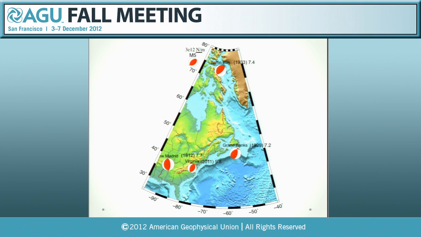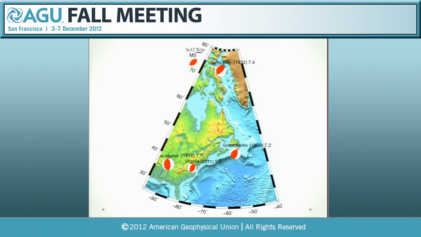And coming back to North America, these are some of the recent major earthquakes that have taken place in this region. For example, the 1933 Baffin Bay earthquake with magnitude of 7.4, 1929 Grand Banks 7.2 magnitude, and of course the New Madrid earthquake in 1812 with a magnitude of 7.7. So the question is, what's causing these intraplate earthquakes?